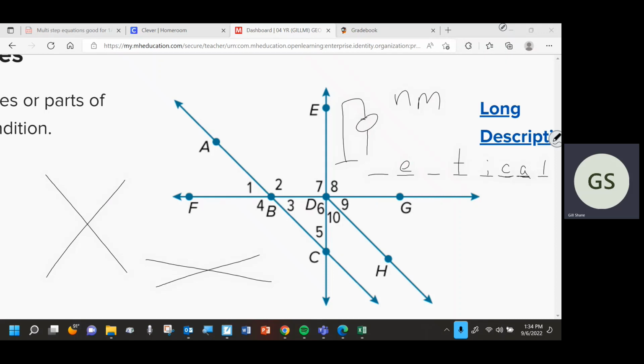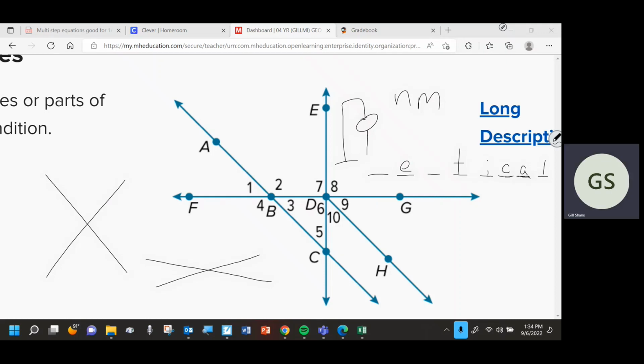Vertical. If two lines cross, the angles across from each other are vertical angles. So this angle is vertical to this angle. It has nothing to do with just being up and down. It's the two that are across from each other. So these are vertical to each other. These are vertical to each other. Same thing here. These are vertical to each other. These are vertical to each other. Even though they're left and right, they're still called vertical angles.